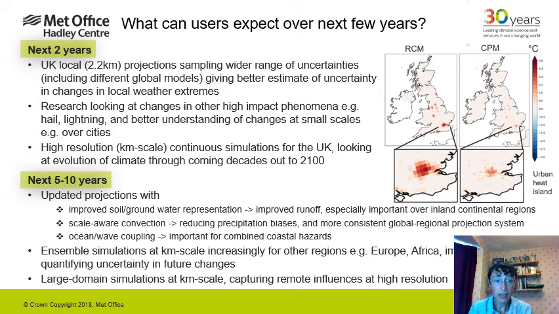In the next 5 to 10 years, I see us having updated projections with improved representation of the soils, and that's really important for getting better projections of runoff, but it's also especially important in inland continental regions like, for example, over Central Europe, where these processes can be particularly important. Also, we're developing these new convection schemes, which we hope will reduce some of the biases we still have in these models, but also give us the opportunity for more consistent global and regional projection systems. We're also starting to introduce coupling, as I said, with the ocean, which is important for combined coastal hazards and understanding changes in those.